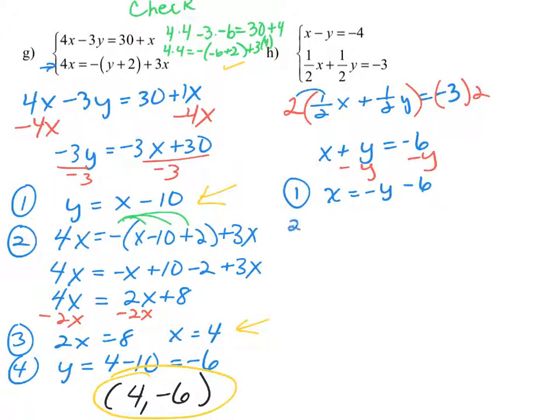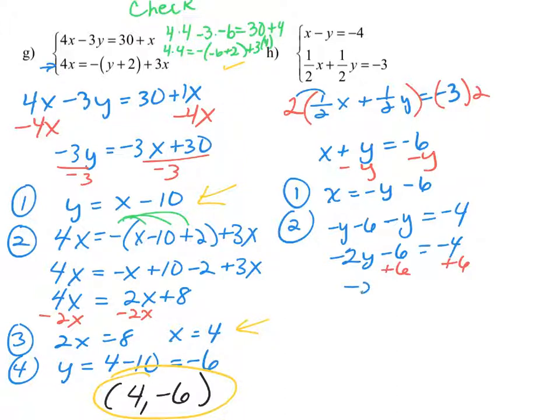Now step number 2 is to take the result from step 1 and plug it into the other equation. The other equation is x minus y equals negative 4. So I'm going to replace the x with negative y minus 6, minus y equals negative 4. And then I'm going to simplify this by combining like terms to get negative 2y minus 6 equals negative 4. Going to add 6 to both sides to get negative 2y equals 2. And then by dividing both sides by negative 2, I get y equals negative 1. That's our step number 3.